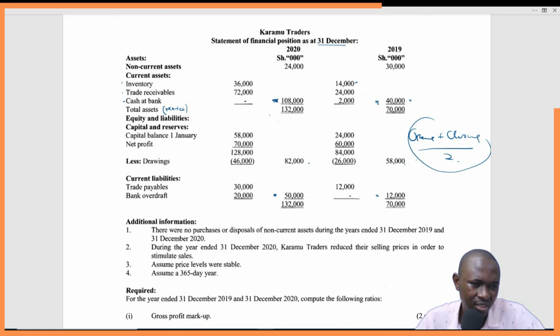So debtors, trade receivables, these are the debtors. In 2019, we have 24,000. Do we have the amount that was the debtors amount at the beginning of the year? We don't have. If we could have 2018 also here, then we could have the beginning amount of debtors, but we don't. So in this case, we'll just pick the 24,000 and use it because we don't have any other figure to average with. So it will be 24,000, our debtors, divided by the credit sales.